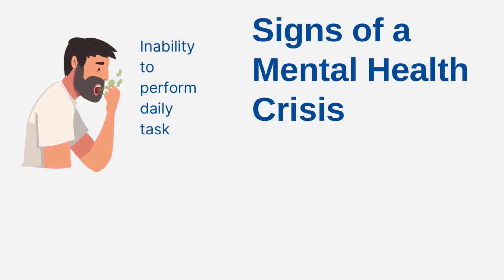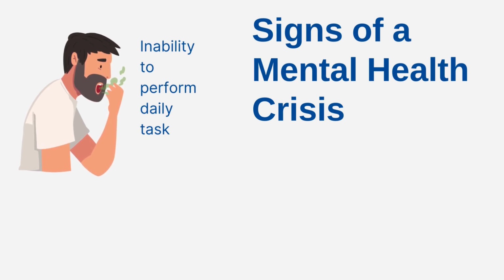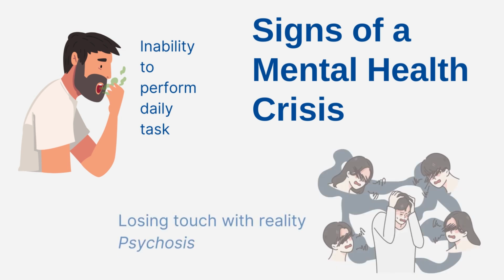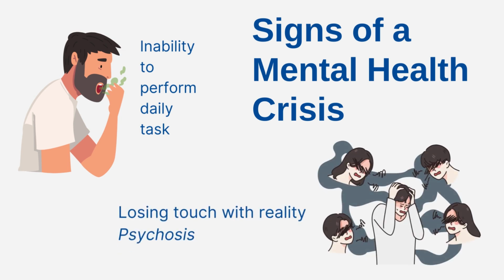The inability to perform simple or daily tasks, such as maintaining hygiene or changing their clothes, may be evident. He or she may lose touch with reality, is unable to recognize family or friends, presents strange ideas, fails to understand what they are saying, may hear voices, or see hallucinations, often indicating psychosis.